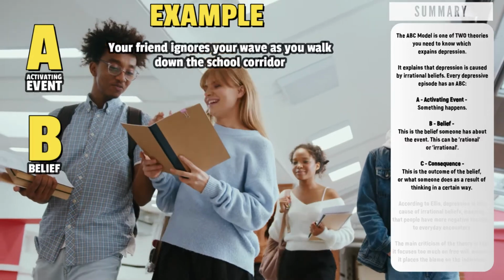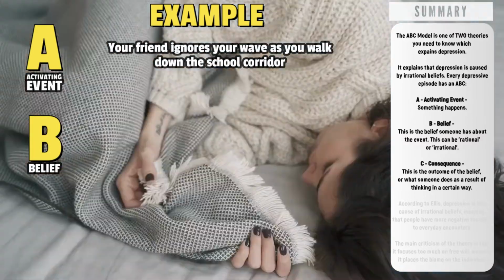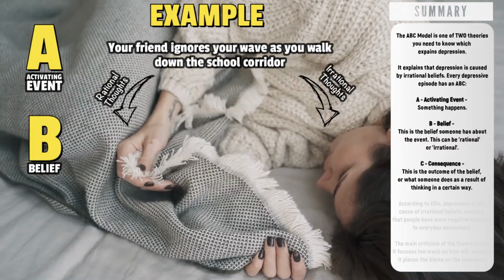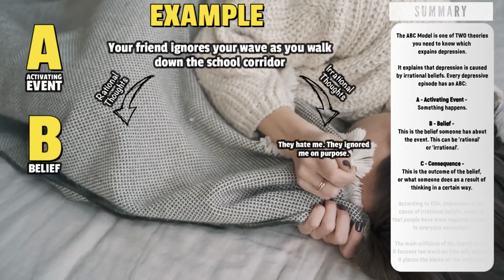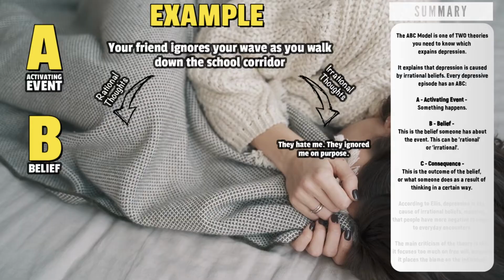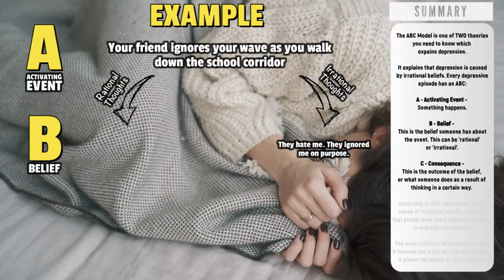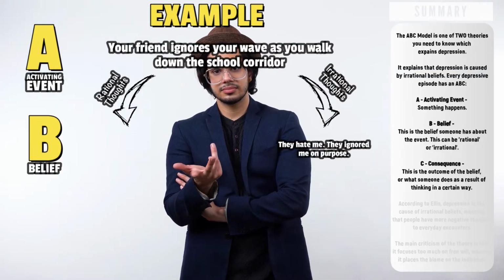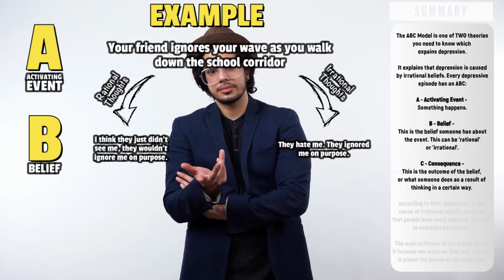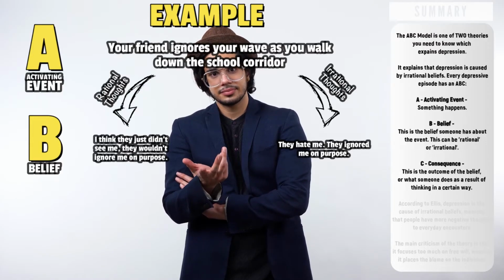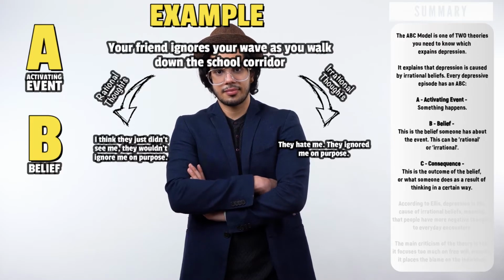Then you could have a belief about that event. So you can either think rationally or irrationally. Now, sadly, lots of people go down the irrational route. This would be to think to yourself, my friend hates me, I've done something wrong, and they never want to speak to me again. Or you could be more positive and go down the rational route. Do you know what? Maybe they just didn't see me. Either way, you can definitely see how your belief can have a huge impact on how you interpret an event, whether it's rational or irrational.